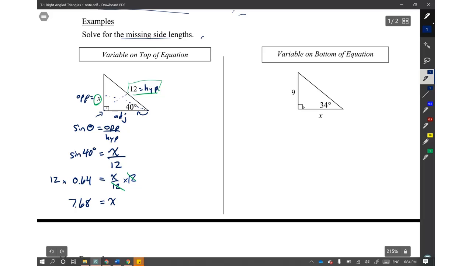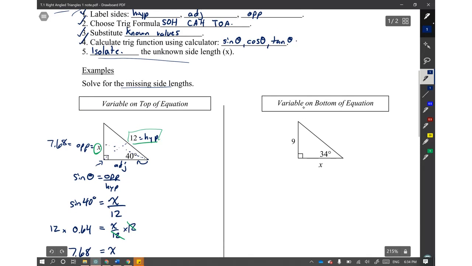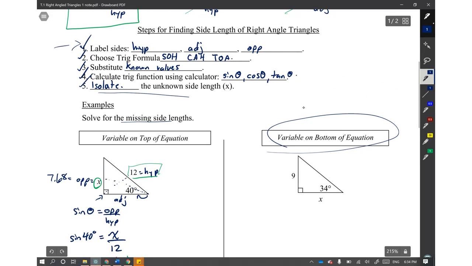And that's how I find the side length. So my side length x here equals 7.68. Now we're going to try one more way here. We'll follow the same steps, 1 through 5, but this time we'll notice that it's set up a little bit differently, and that means isolating it will take a little more work.